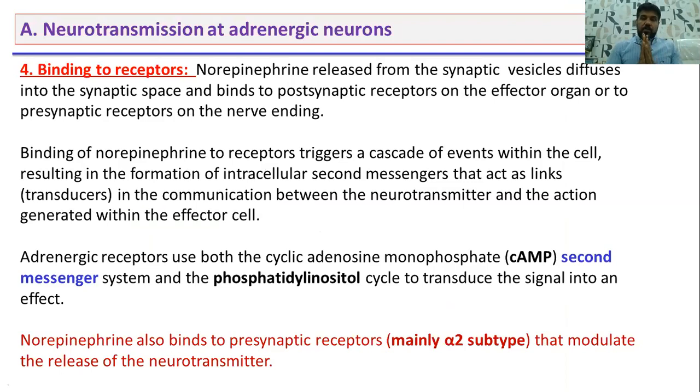There is something I think we need to talk about in this part of our lecture today. Adrenoceptors, or adrenergic receptors, use two kinds of second messengers: either cyclic AMP or phosphatidylinositol.